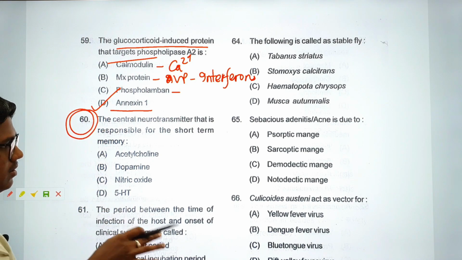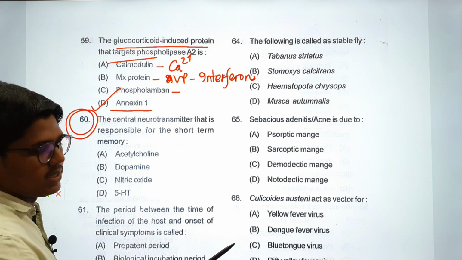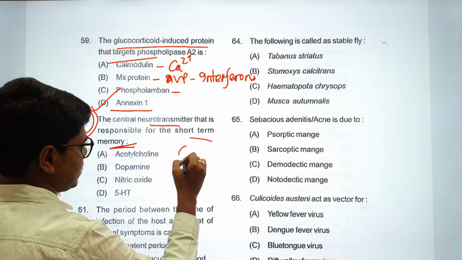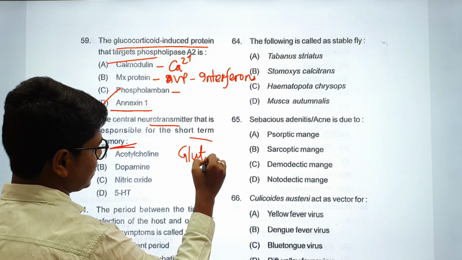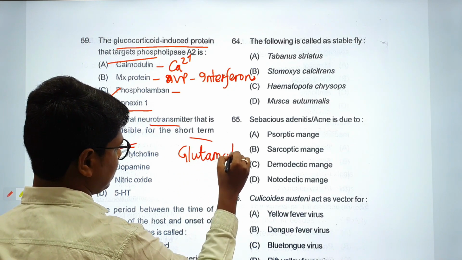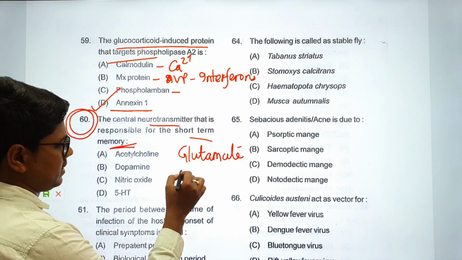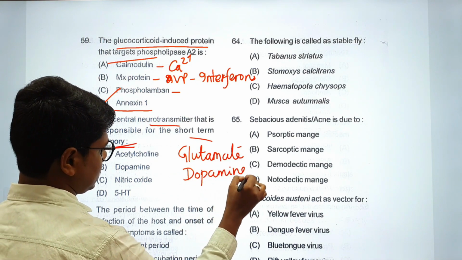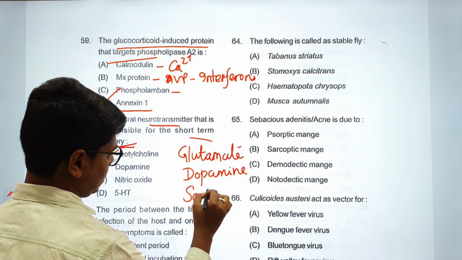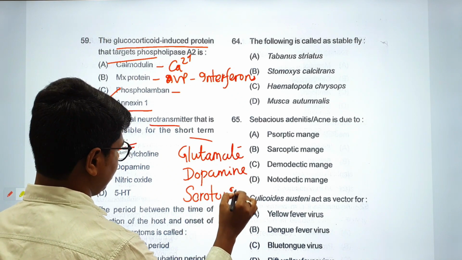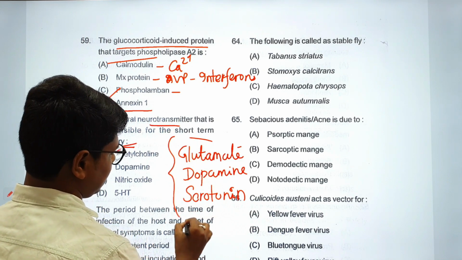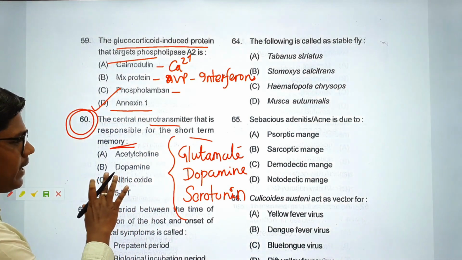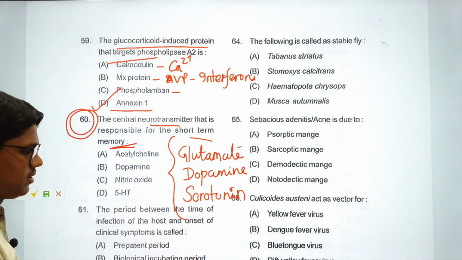The central neurotransmitter that is responsible, I have a doubt in this question because I didn't find any notes or any materials regarding the short term memory associated neurotransmitter. There are many neurotransmitters which are responsible for memory and learning. Among them, the most important one is glutamate. Then we will find dopamine, serotonin. These three are very important. Also, some articles will find acetylcholine also, but if you find any material regarding this, please let me know.